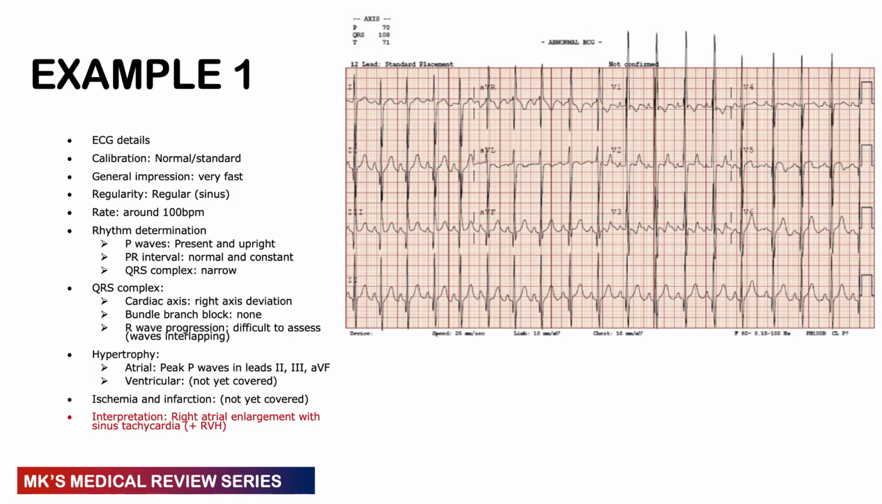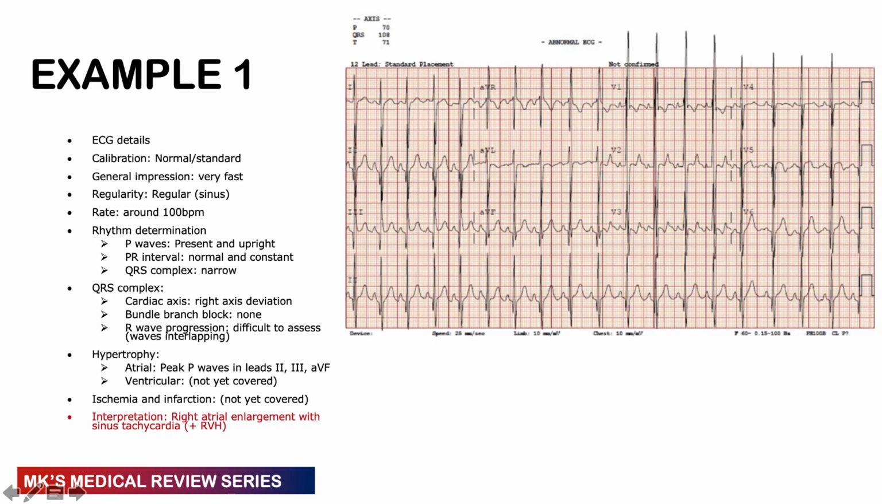When we come now to the cardiac axis, it's very difficult to actually tell. As we can see, the waves here in lead 1 and lead 2 are overlapping, but we can see that lead 1 is predominantly negative, lead AVF is predominantly positive, so is lead 3. So most likely this is a right axis deviation.